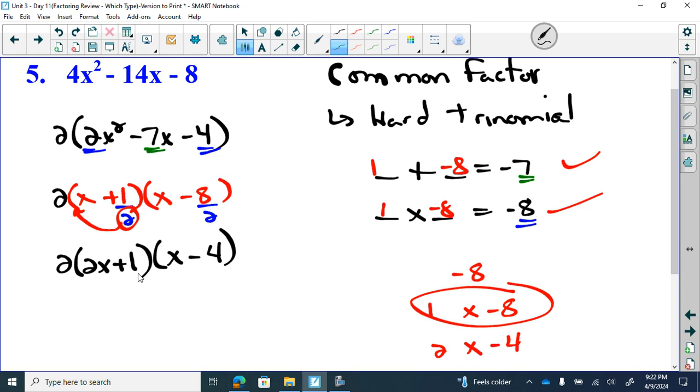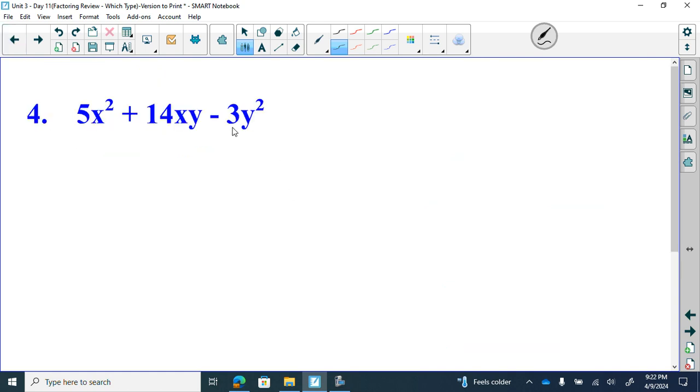2 times 2x plus 1 times x minus 4 equals the following. We'll move back to number 4. I don't think we've seen one like this with x's and y's. It is a hard trinomial. There is nothing common to all three of those terms.